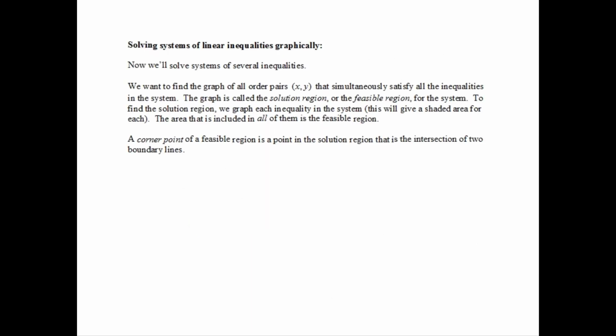Now we're going to move on to systems of linear inequalities. We want to find the graph of all the ordered pairs that satisfy all of the inequalities in the system. We're going to call this the solution region. And it's going to be a shaded area. In other words, we're going to have an infinite number of points that satisfy all the inequalities, at least in most cases. And so we are going to have a shaded area that we call the solution region or the feasible region.